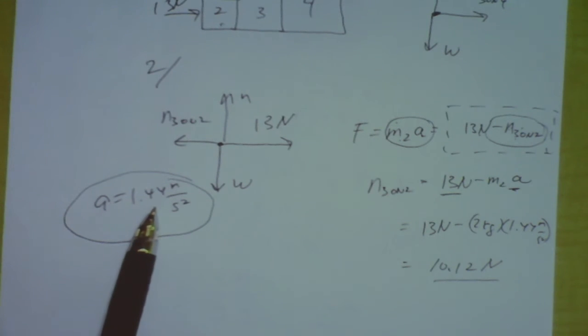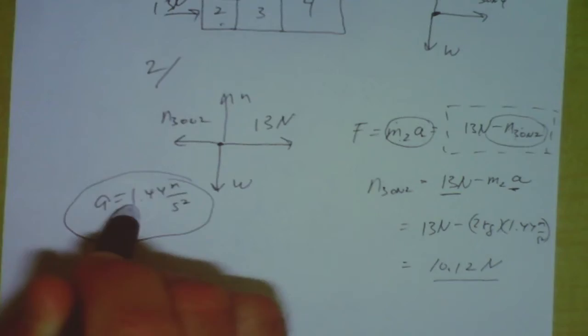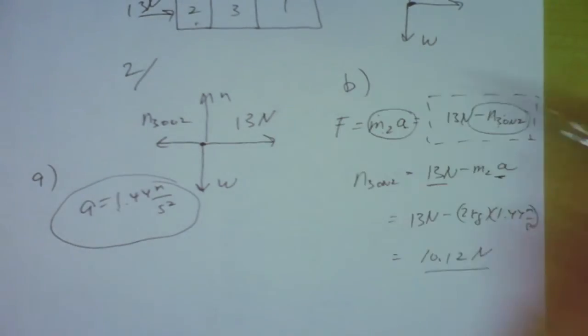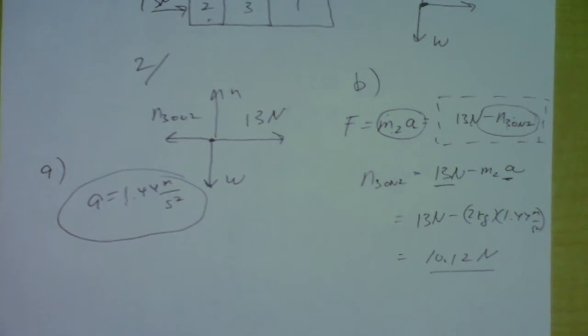The 1.44 we got by looking at the whole thing as a system. So I think you had to get this to do part A, and then this will be like part B. All right, cool.